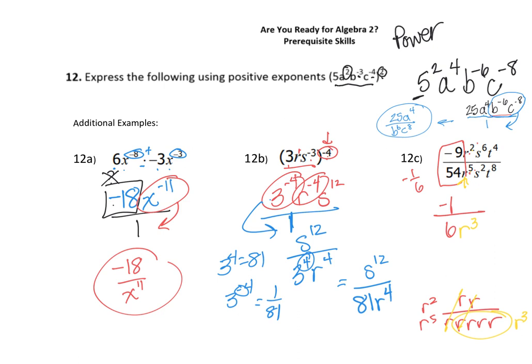My s's, I have more. I have 6 s's in the top. I have 2 s's in the bottom. There's more in the top, so I'm going to be left with s's in the numerator. And then subtract. 6 minus 2 is 4. So s to the 4th in the numerator.